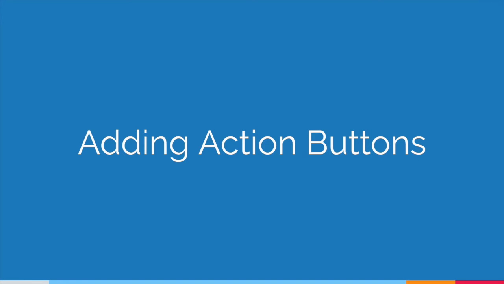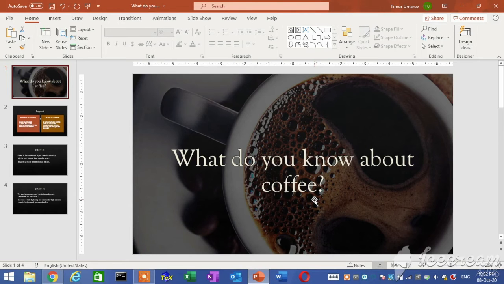Adding action buttons. Action buttons allow you to control the sequencing of the slides in a slideshow. Action buttons also can be used to direct the user back to a previous slide or forward to the next slide, or to go directly to the first or last slide or anywhere in between.